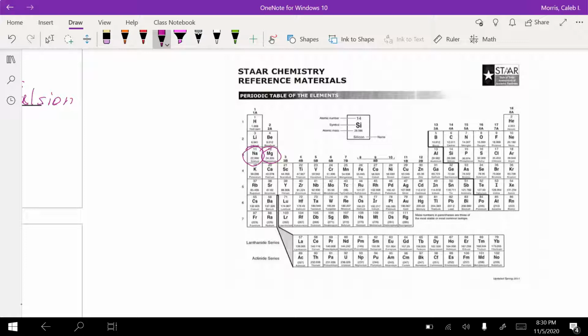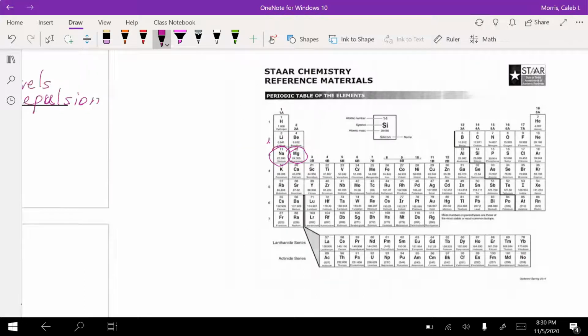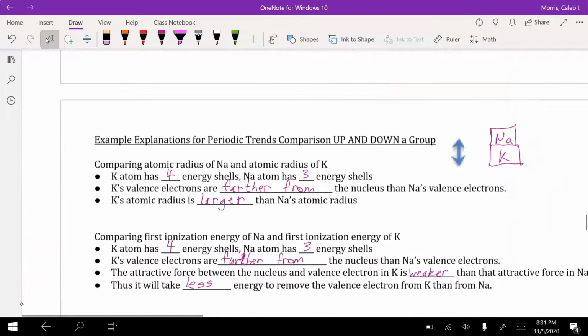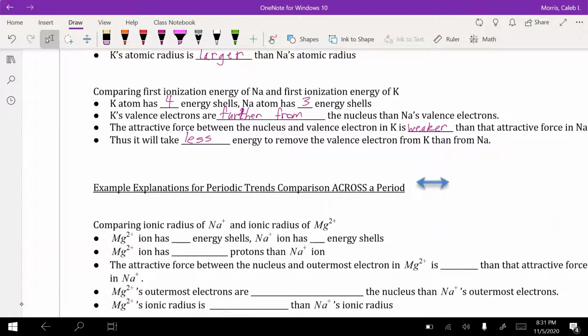And if we're talking about sodium with a positive 1 charge, that means it's got 2 energy levels because it's going to lose its 1 valence electron. Magnesium, it's going to lose its 2 electrons and it's going to have 2 energy levels. So they're both going to have 2 energy levels or shells. So the magnesium ion has 2 energy shells. Sodium ion has 2 energy shells.